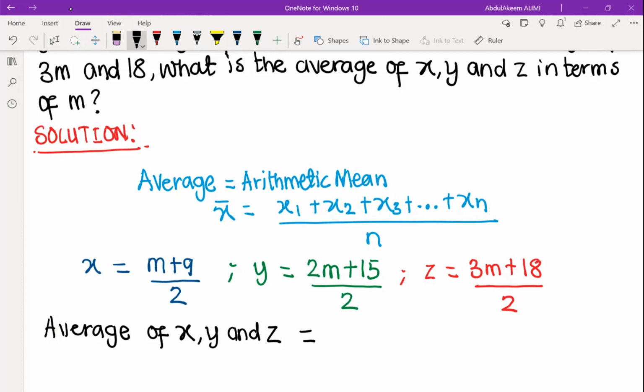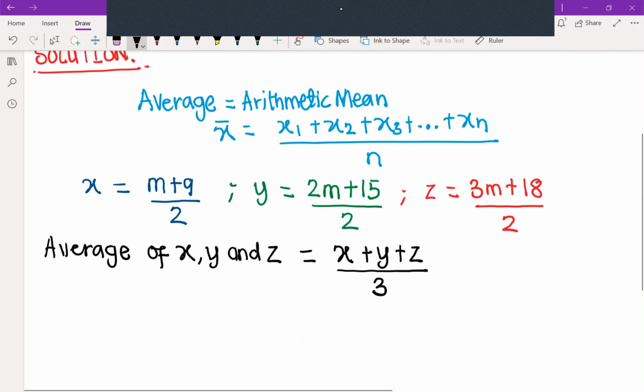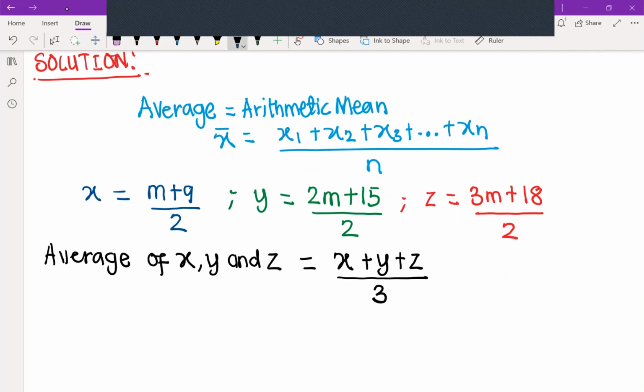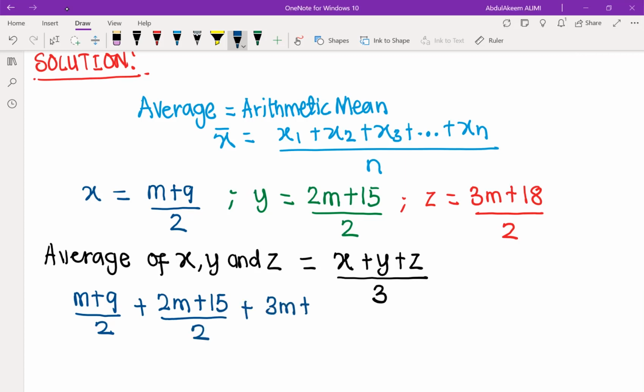We also apply this formula we have here. That will become x plus y plus z divided by what? How many entities do we have there? We have 3. So what is the value of x here? M plus 9 divided by 2. The value of y here is 2m plus 15 divided by 2. And the value of z is 3m plus 18 divided by 2. Everything now divided by 3. So we can solve for that.